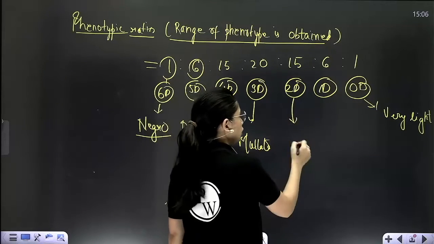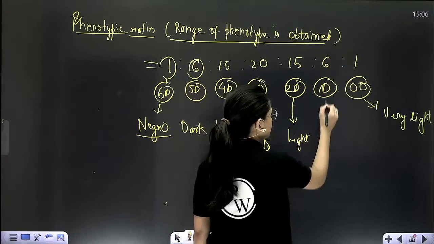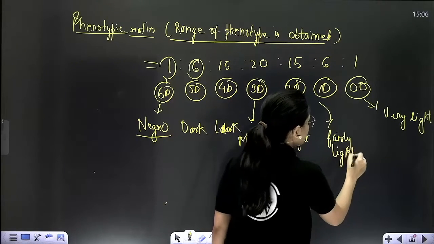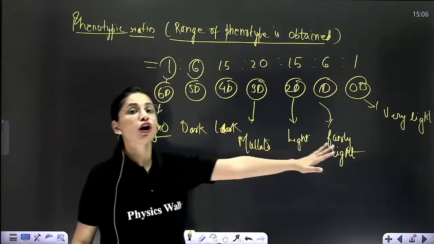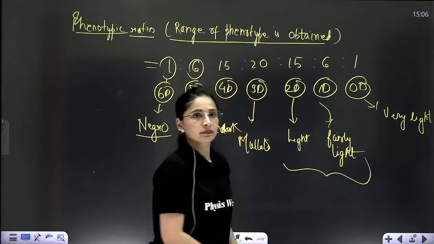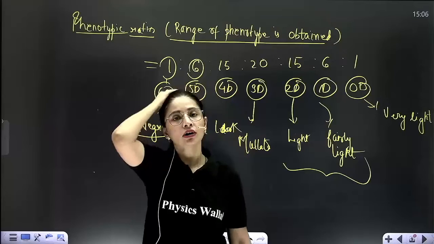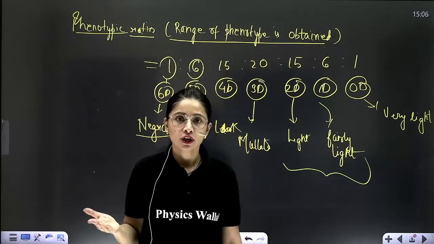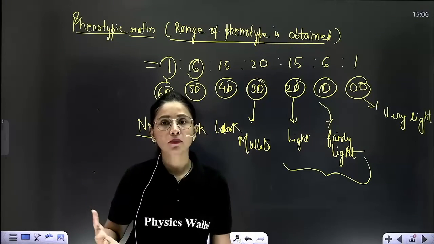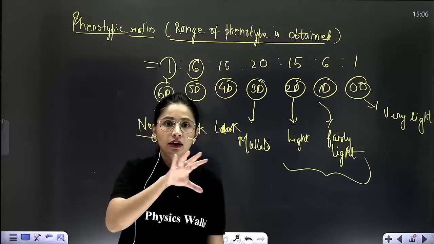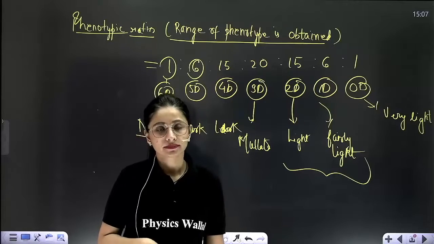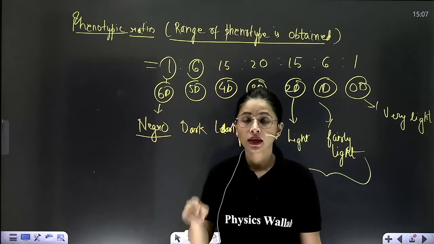Then 2 dominant means light, 1 dominant means fairly light, and 0 dominant means very light. So can you see the range of phenotype? We Indians are somewhere here. We Indians have either 2 dominant or 1 dominant allele out of 6. So we are neither too dark nor too light. We are somewhere in the intermediate. We say that our body coloration is slightly brownish. Not black, not white. A mixture of that, which is slightly brownish. Clear? Yes or no?